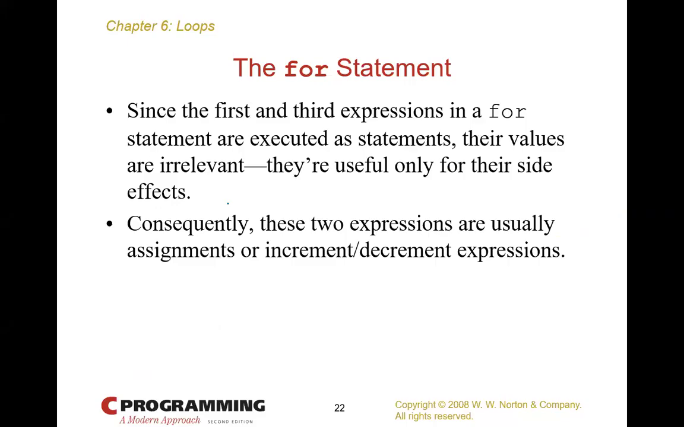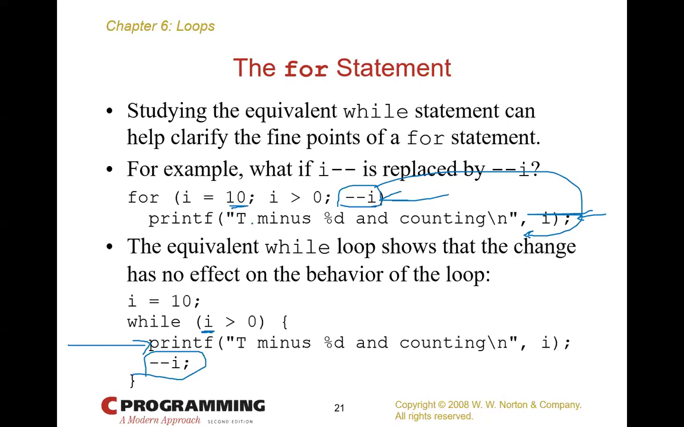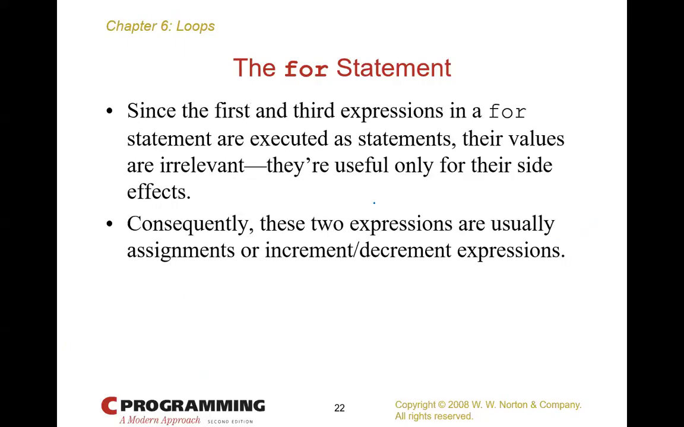Since the first and third expression in a for statement are executed as statements, their values are irrelevant. They are useful only for their side effect. Consequently, these two expressions are usually assignment or increment/decrement expressions. So what it means is this: these two do not affect the expression. I mean, do not affect the variable. Minus minus i does not change the value of i outside of this for loop to become, let's say, 1 or 0, because we only use them for side effect inside of the loop counter.